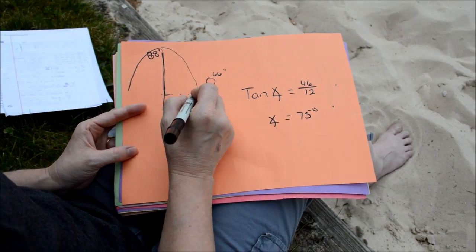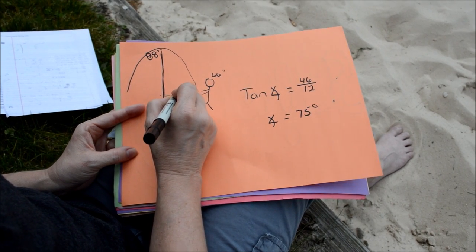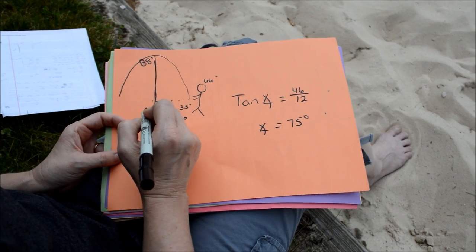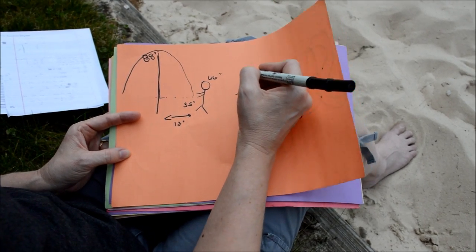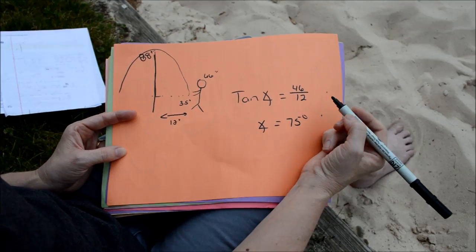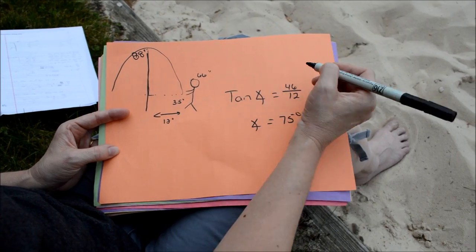So this time, if she's standing closer to the net, she has to hit it at a sharper angle to get it to go up and over the top, versus the last example, where she was further away and she could hit it at less of an angle to still get it up and over the top with that trajectory.